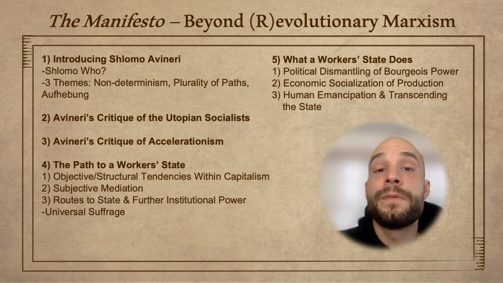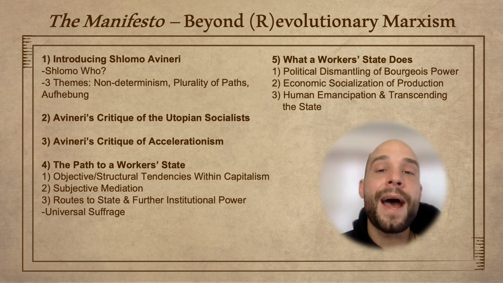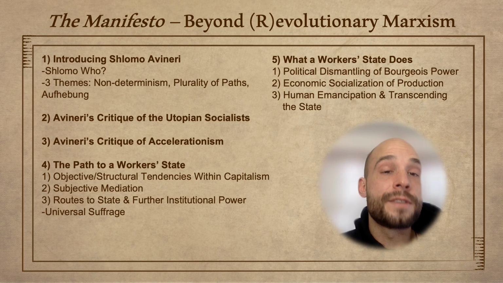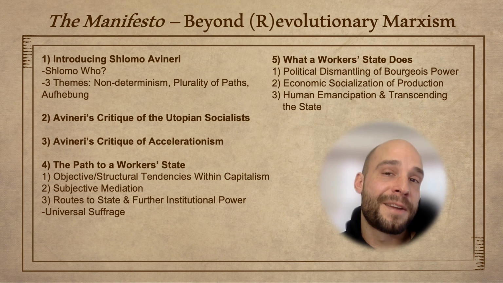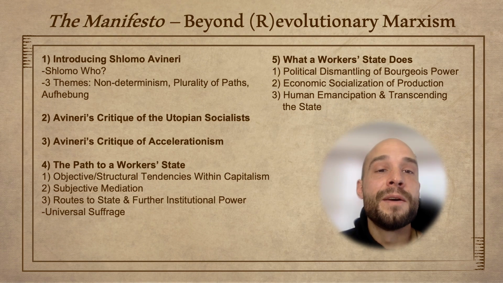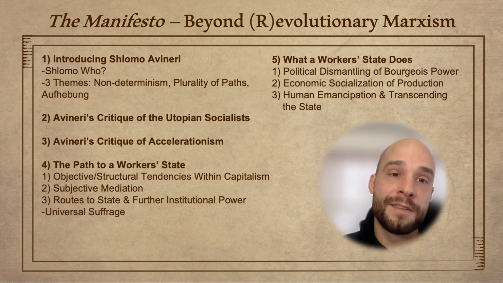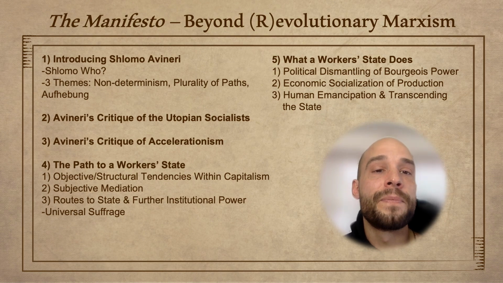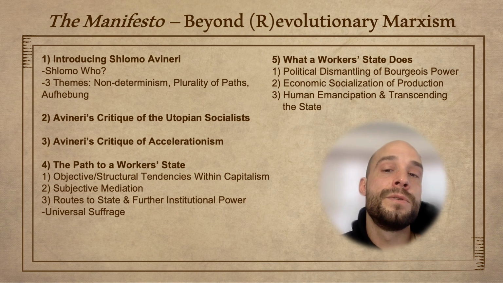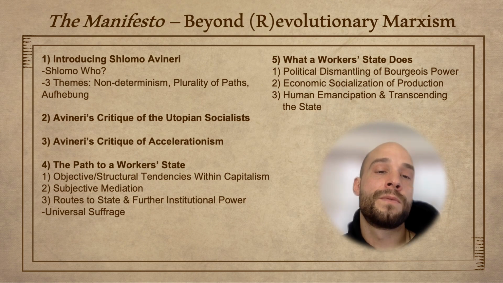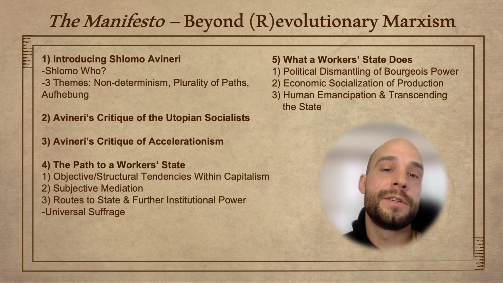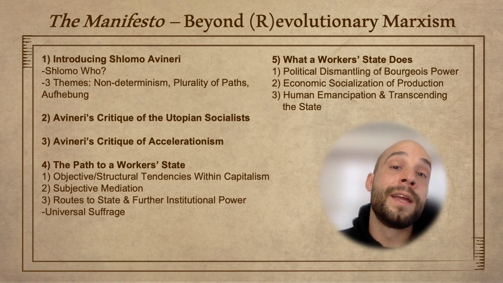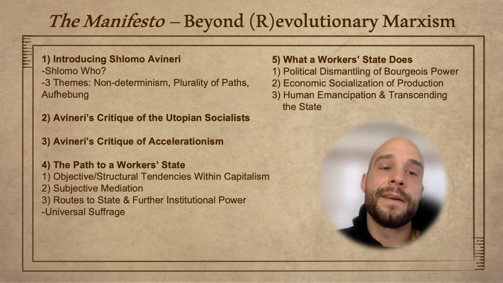From there, we'll be able to trace his theory of the path to a worker state, starting with objective structural tendencies in capitalism, like a good dialectical materialist, moving to subjective mediation, where class consciousness and organization develop, and then exploring routes to state power and institutional leverage, including the role of universal suffrage. So this third stage is really about bringing the two previous stages together.